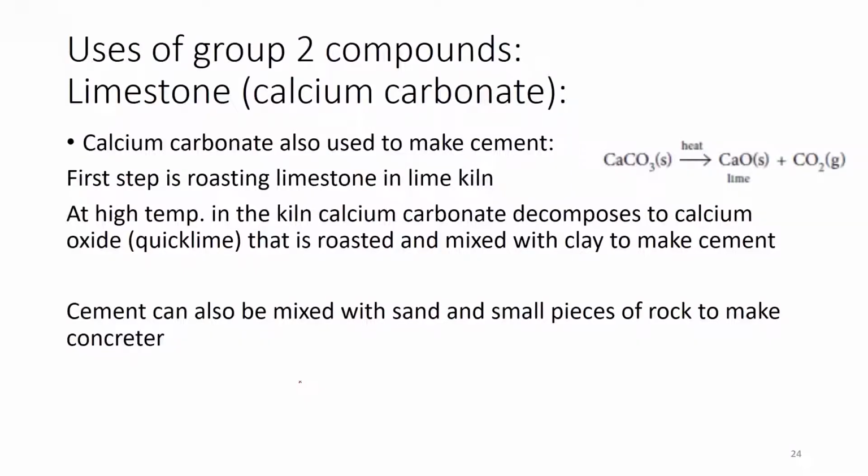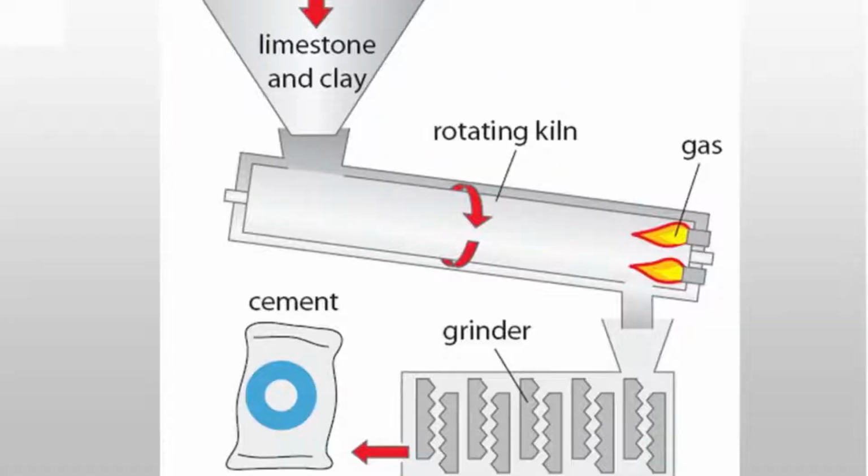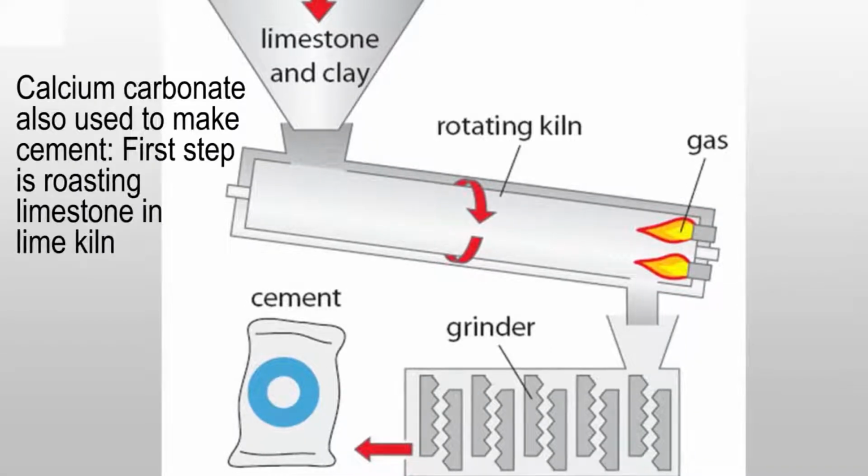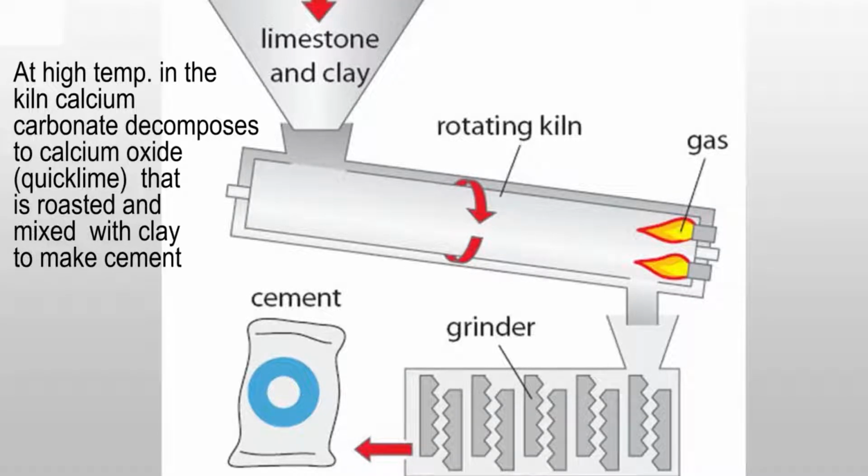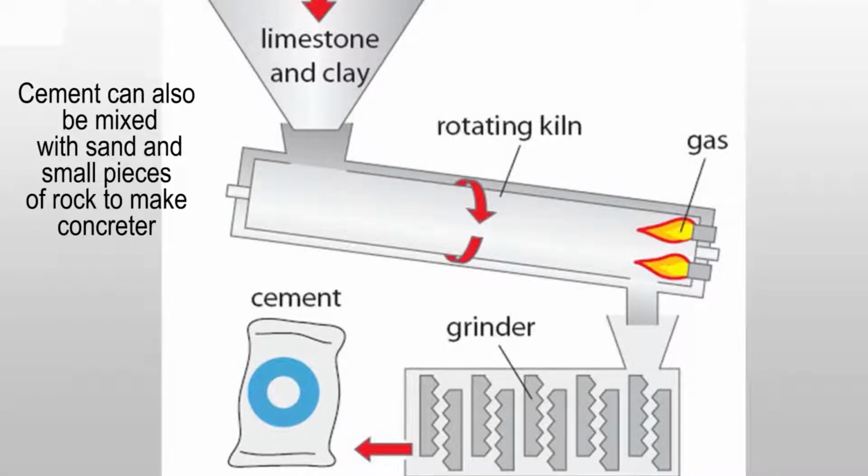Calcium carbonate or limestone is also used to make cement. The first step usually is roasting the limestone in a lime kiln at high temperature. When the calcium carbonate decomposes, it forms calcium oxide, which is quicklime, that is further roasted and mixed with clay to make cement. When the cement is mixed with sand and small pieces of rock, it makes the concrete that we use in buildings.